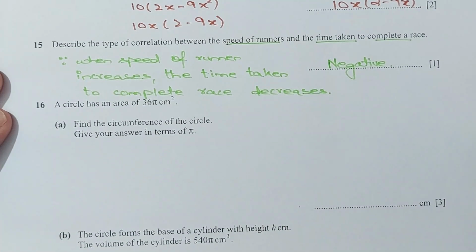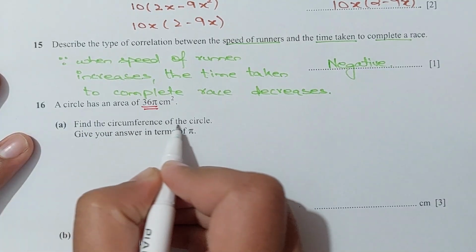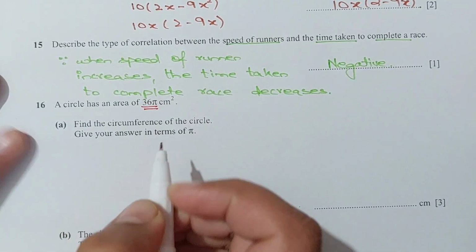Now question number 16. A circle has an area, this. Find the circumference of a circle. Give your answer in terms of pi.